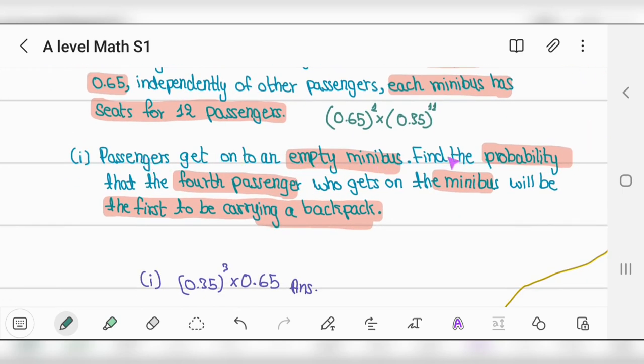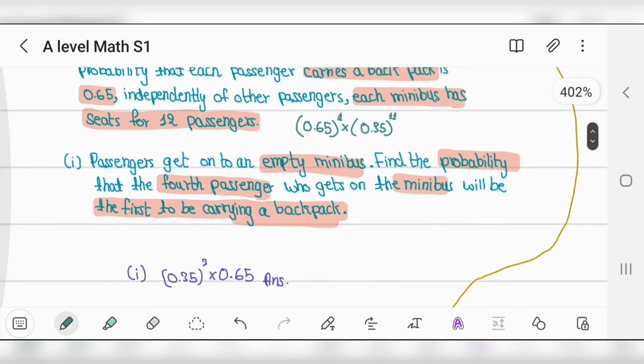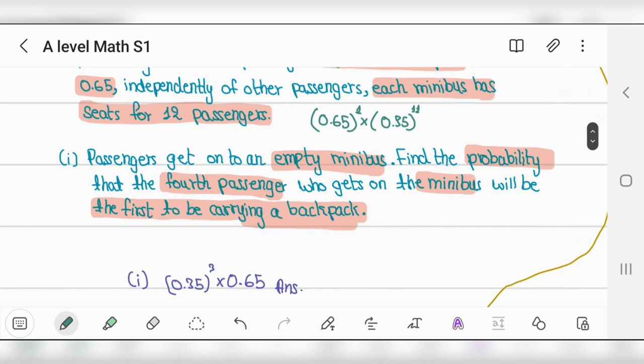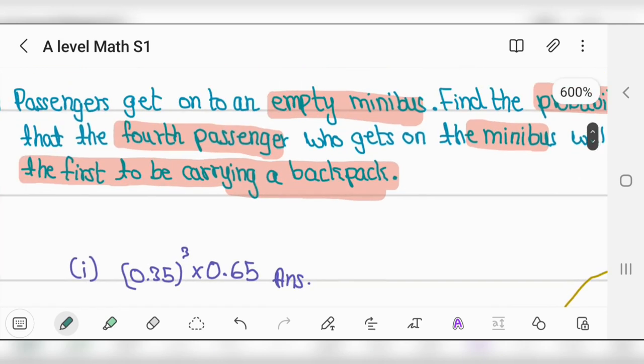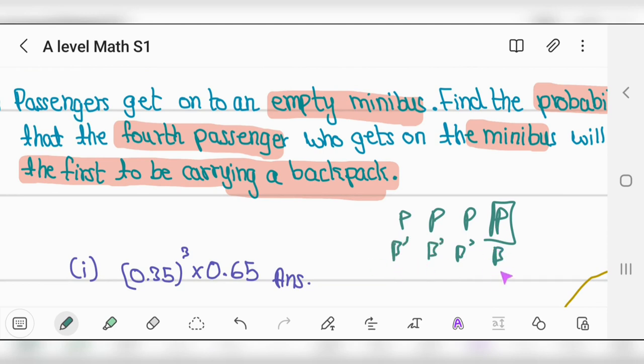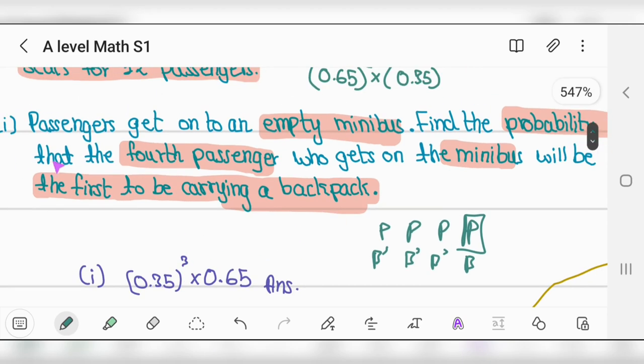Passengers get on the empty minibus, find the probability that the fourth passenger who gets on the minibus will be the first to be carrying a backpack. Okay. So maybe it's like this. If there are four passengers and the fourth is carrying a backpack and the others are not carrying a backpack. And the probability of having a backpack on the fourth passenger is 0.65. And the rest of the three haven't got a backpack, so 0.35 to the power 3. And since we cannot make an arrangement because it says the fourth passenger, and that's it, they have fixed the position, right? So this is the answer.